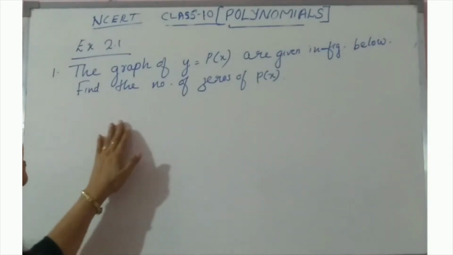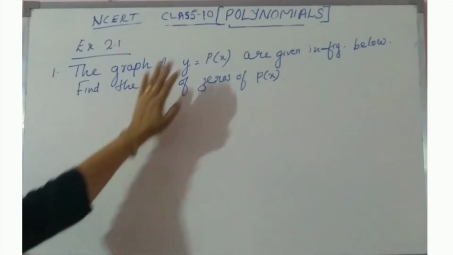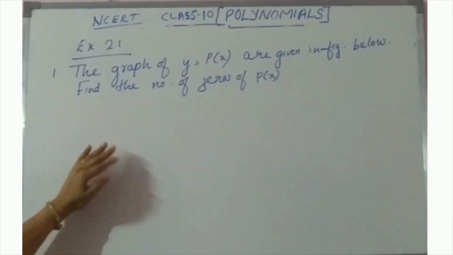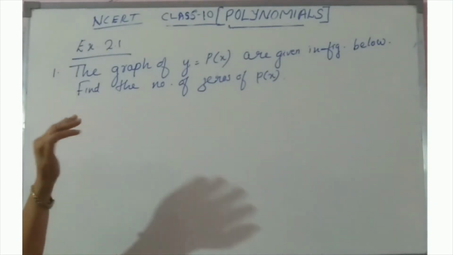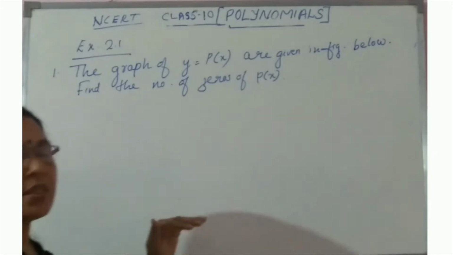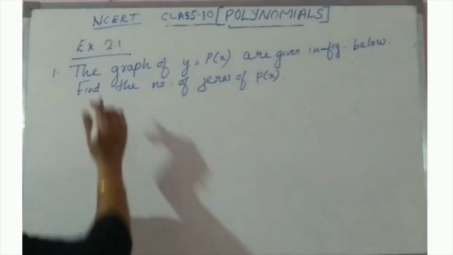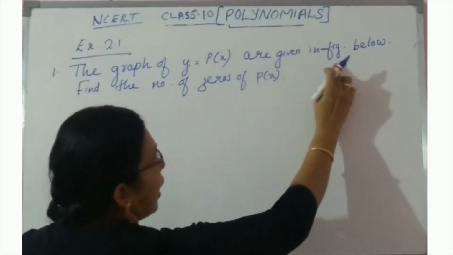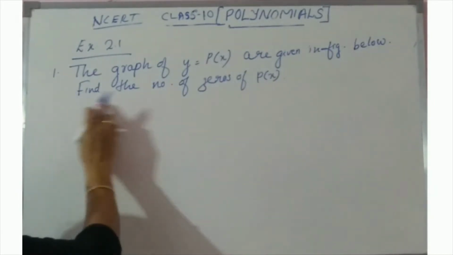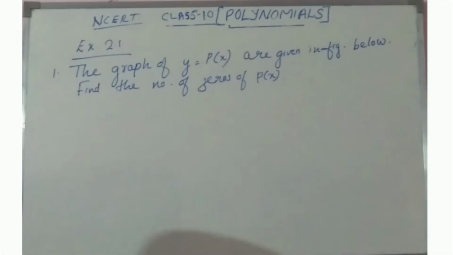Today we are going to discuss exercise 2.1 of the class 10 polynomials lesson. Already all the concepts we have completed in the previous videos. So now we can go through how to solve the questions or how to apply the concepts in solving questions. So the first question is: the graph of y equals p of x is given in the figure below. Find the number of zeros of p of x.